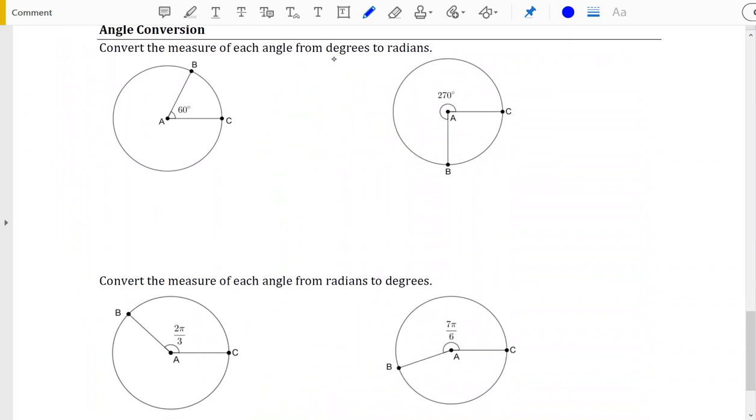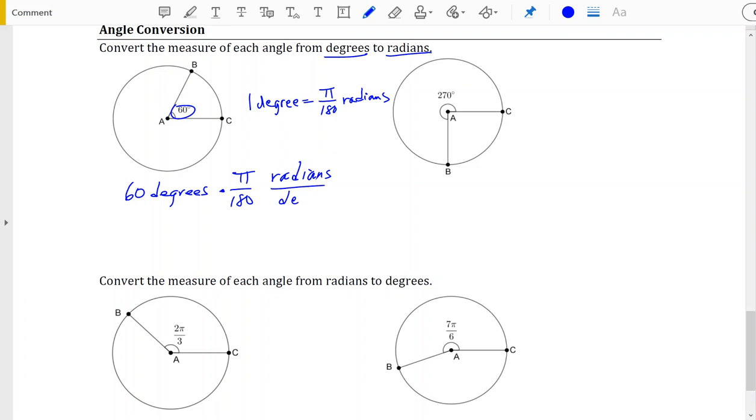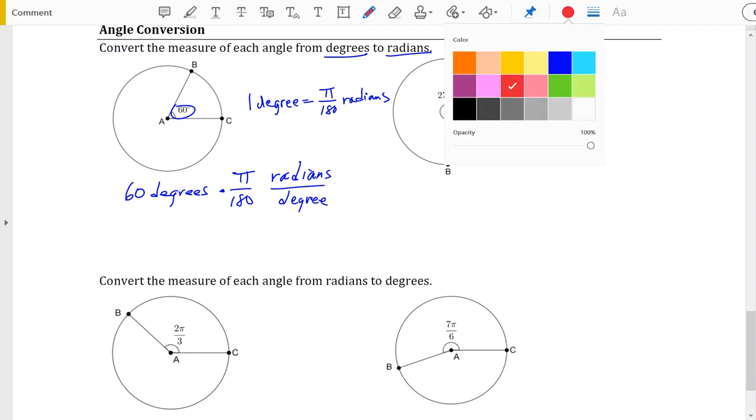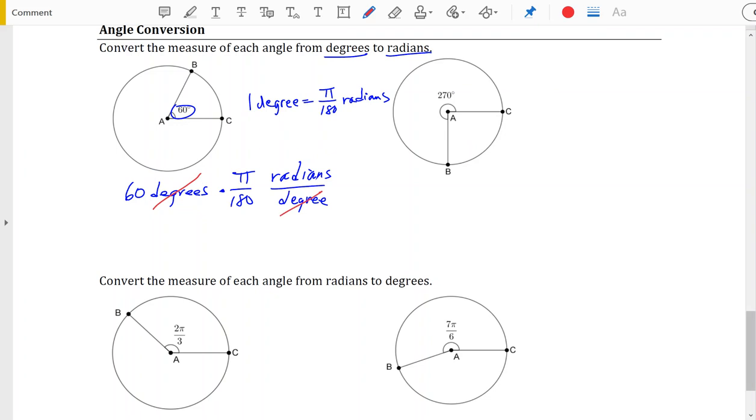First problem is we want to convert each angle from degrees to radians. So I have an angle that is 60 degrees. I also know from our relationship above that 1 degree is equal to pi over 180 radians. So that means every one of these degrees is pi over 180 radians per degree. If we multiply these two values, the degrees will cancel out, and we will get 60 pi over 180. And we want to simplify that as well. 60 divided by 180 is 1 divided by 3. And so we are left with 1 pi over 3 radians.